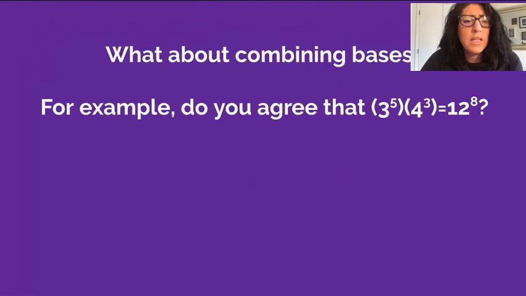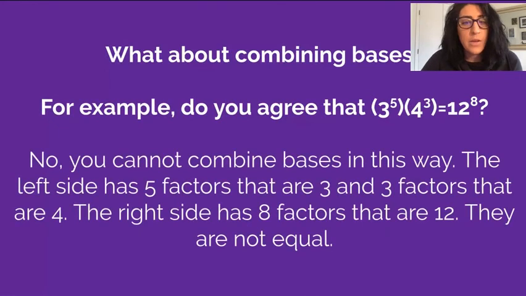What about something like this? Do we agree with this example here? We would say no, because you cannot combine bases in this way. The left side has 5 factors that are 3 and 3 factors that are 4. The right side has 8 factors that are 12. So they're not equal. Remember that those bases have to be the same to apply those rules.